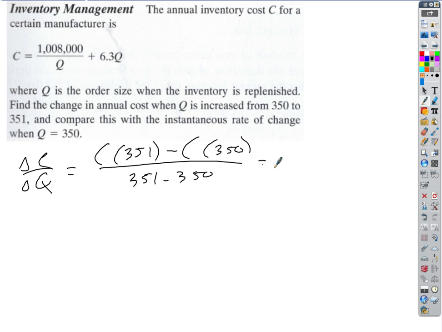If I evaluate this at 351, that's getting pretty ugly. Yikes. That one's going to be 1,008,000 over 351. I don't know. You get the idea, right? I'm just going to get some number here minus some number there divided by 1, just like finding 2 points like students do. That's all it is, right? That's all we're doing. So if I were to graph this thing, this is just the slope of the secant line connecting them.